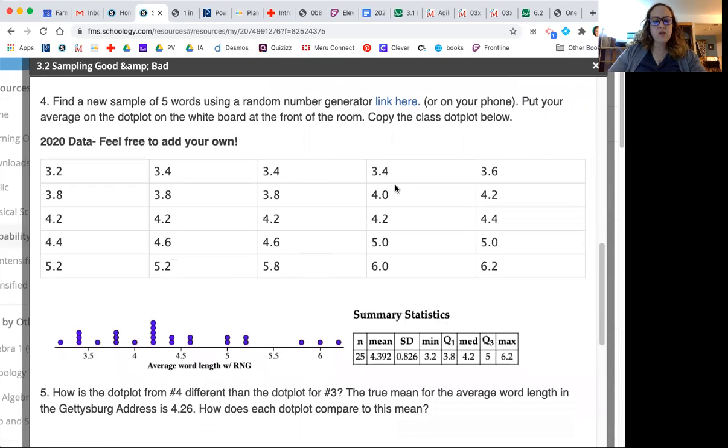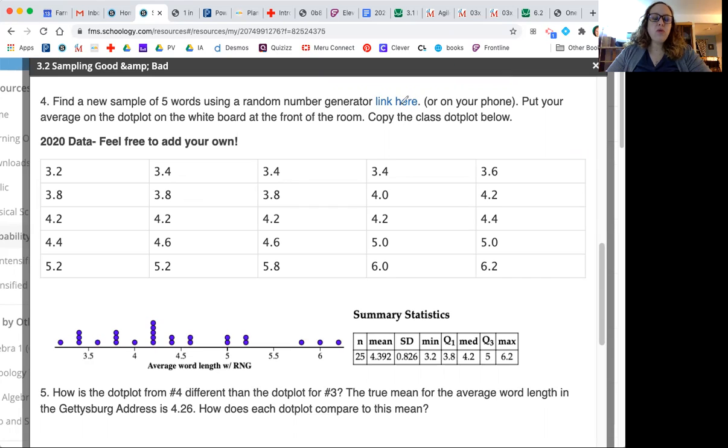Rather than just picking a number out of our head or picking words off of a page, we can do it more systematically. If you use a random number generator, and there are a million of them out there now. Your graphing calculator has one. Google will do it for you really quickly. You can ask your phone, like Siri or Alexa. Random number generators are easy and convenient for us now.